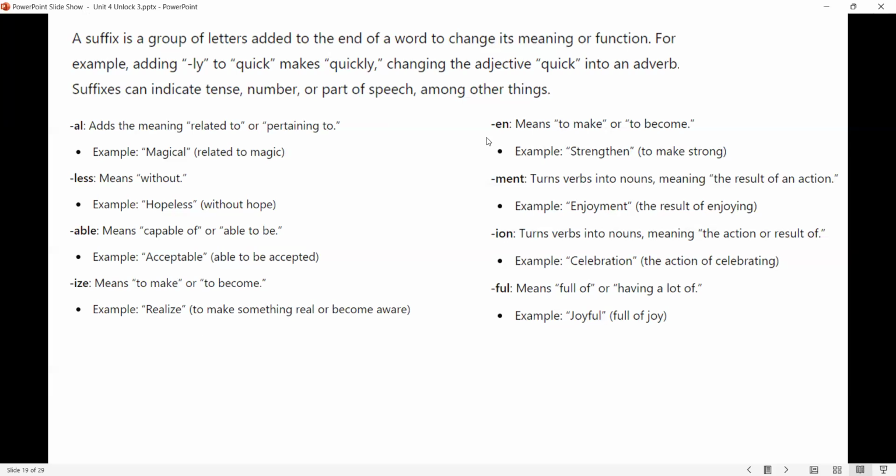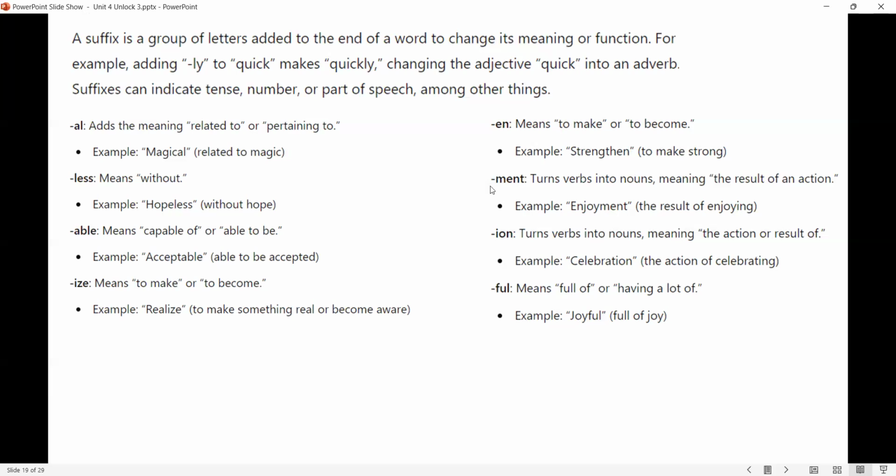En is a verb maker again, and it means the same, to make or to become. Strength is the noun. When you add en to it, it changes to a verb. Strengthen, meaning to make strong.